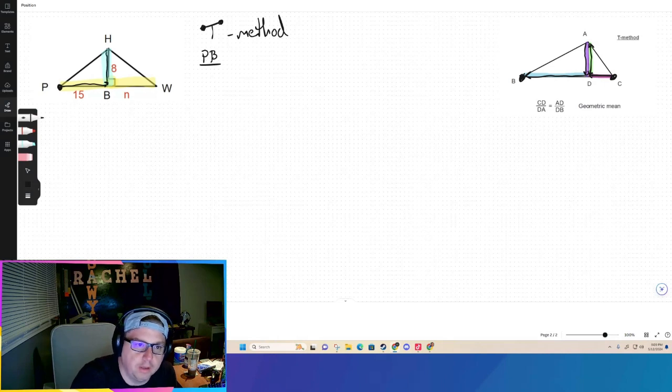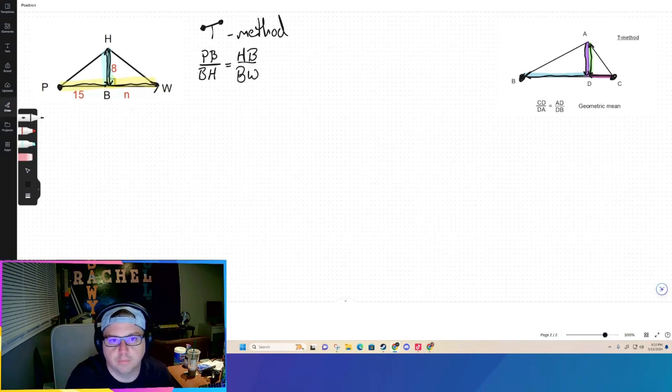Then we're going to go B up through H. Then we're going to run it back down, H down to B. And then we're going to finish off B to W. And this is our similarity statement for this problem.